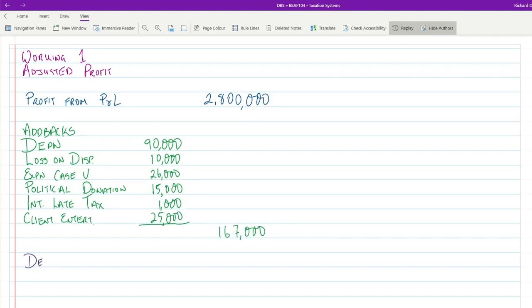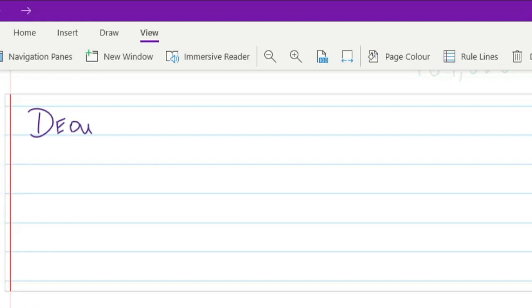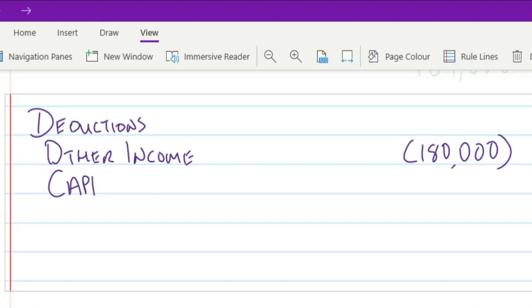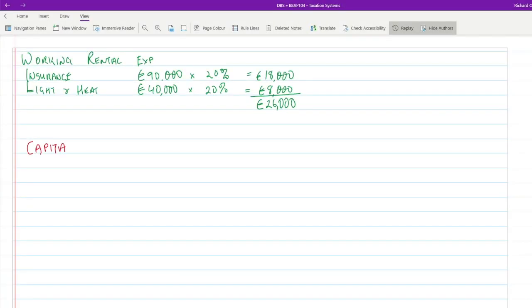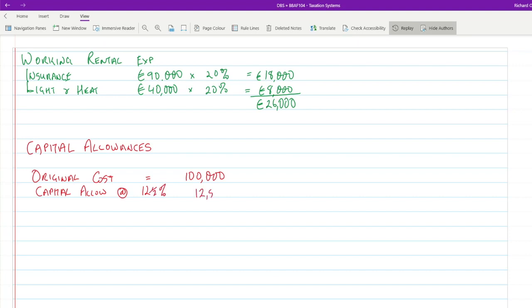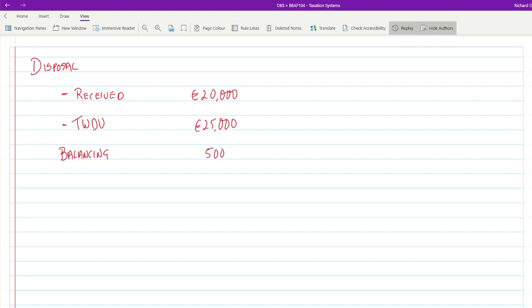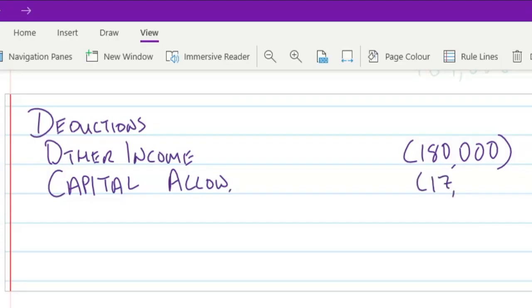Neither is the client entertainment portion of the entertainment and PR budget. Now the deductions that are allowable: there's other income, which we'll deal with elsewhere, and capital allowances that we'll deal with now. The machinery held at the end of the year had an original cost of 100,000, so the capital allowance on that will be €12,500. We received €20,000 on an asset that we disposed of with a tax written down value of 25,000, which means there was a balancing charge of 5,000, giving a final capital allowance of €17,500.